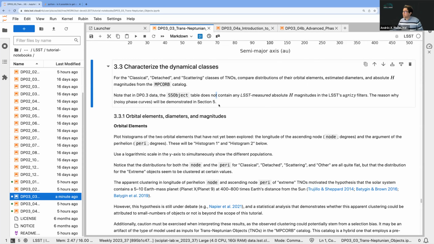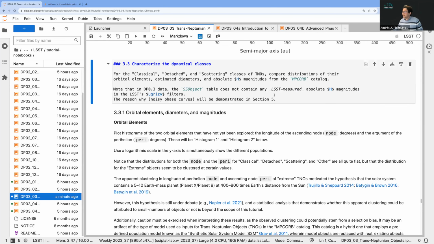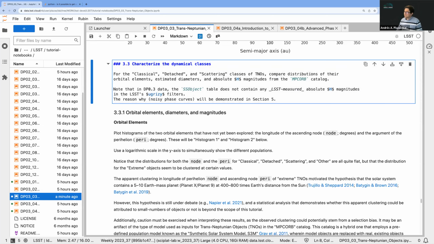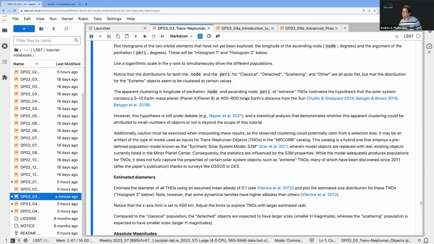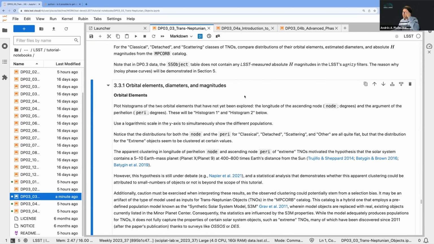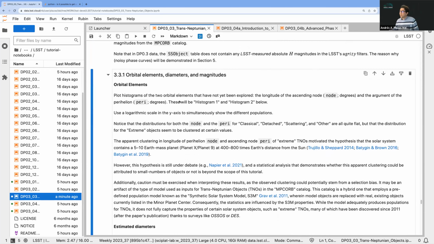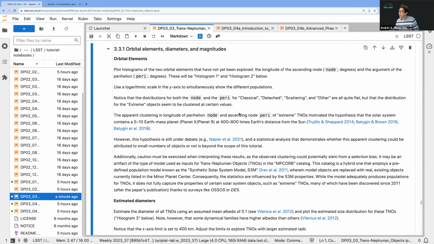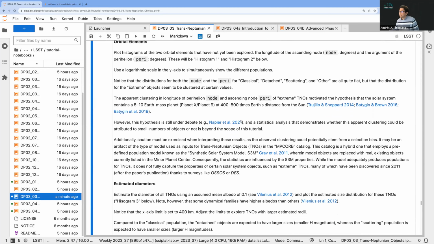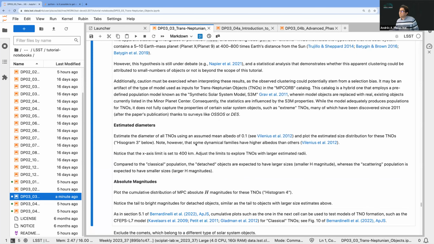All right, so what else can we do? We can make histograms of the orbital elements. So here, in order to better characterize these dynamical classes, we can retrieve different orbital elements, such as the longitude of the ascending node, the argument of the perihelion. We can look at the estimated diameters.